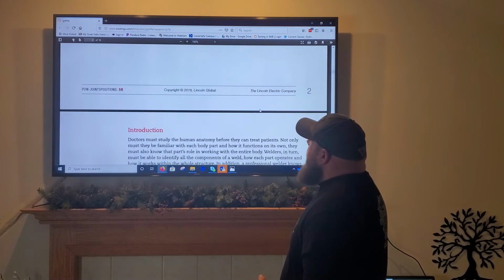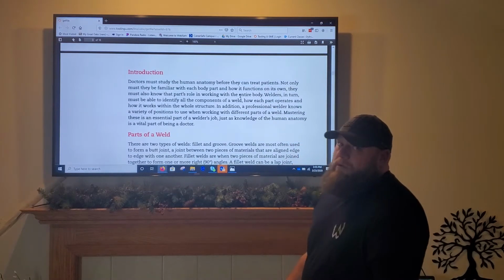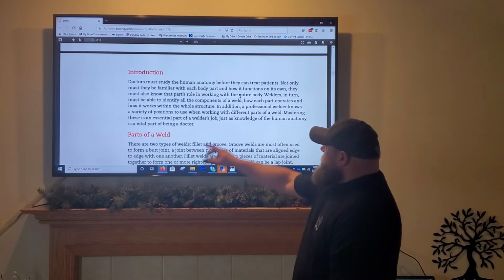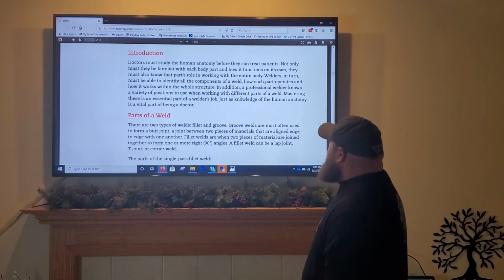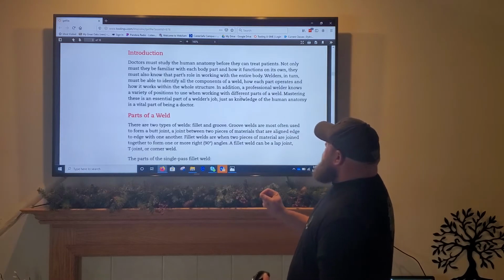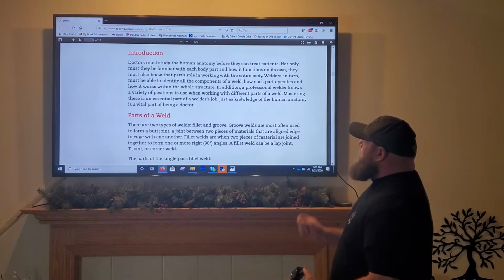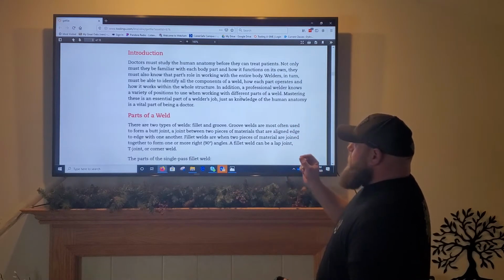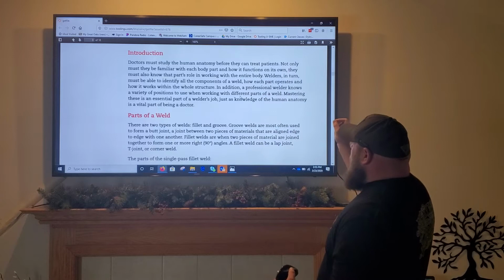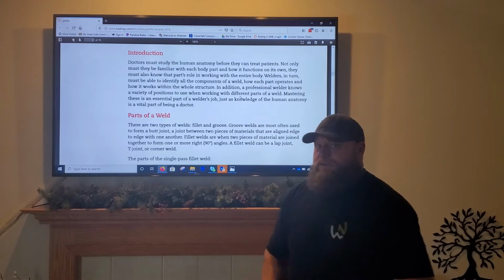So today, we'll start with this introduction right here. Here we go with these awesome introductions, as we always like to poke fun at. Doctors must study the human anatomy before they can treat patients. Not only must they be familiar with each body part and how it functions on its own, they must also know that part's role in working with the entire body. Welders, in turn, must be able to identify all the components of a weld, how each part operates, and how it works within the whole structure. There you go. You're almost doctors.